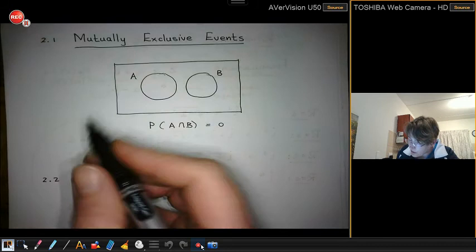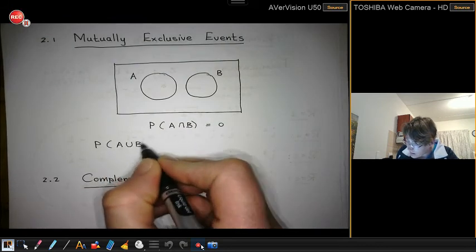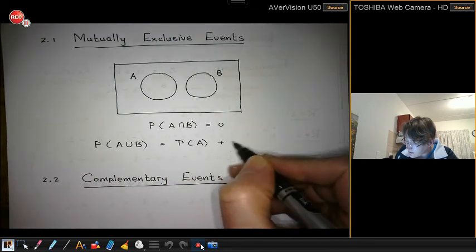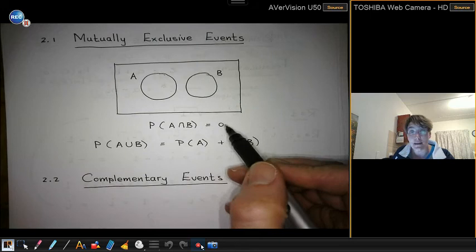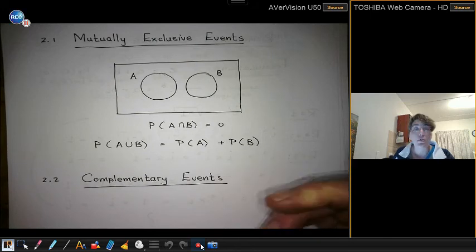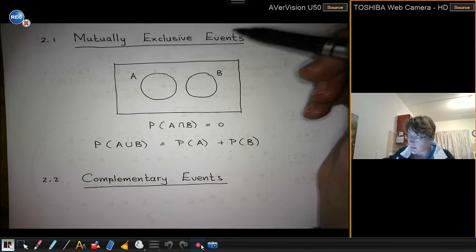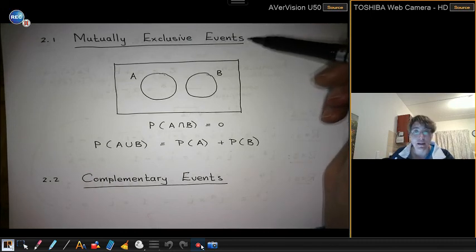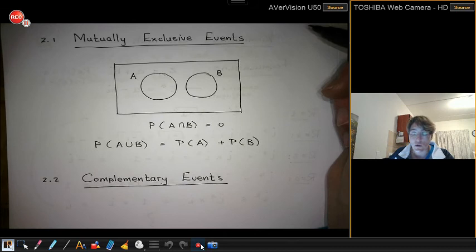And that's the other way to prove that 2 events are mutually exclusive. If you prove that the probability of A or B is equal to the probability of A plus the probability of B, because the probability of A and B is 0, then that also proves that it's mutually exclusive. So either one of these 2 will be a proof that something is mutually exclusive. Or, if they give you the fact that the events are mutually exclusive, then you can use this in whatever calculations you need.